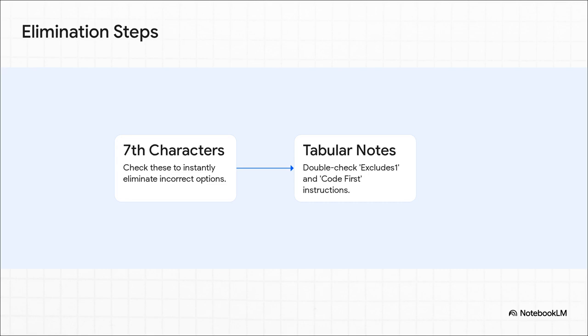Let's cement this elimination strategy real quick. Step 1. Check those seventh characters to slash incorrect options right off the bat. Step 2, always double-check your excludes 1 and code first notes in the tabular list. Remember, excludes 1 is a hard stop. Those conditions literally cannot be coded together. If you follow this two-step dance, you will buy yourself precious extra minutes on test day.